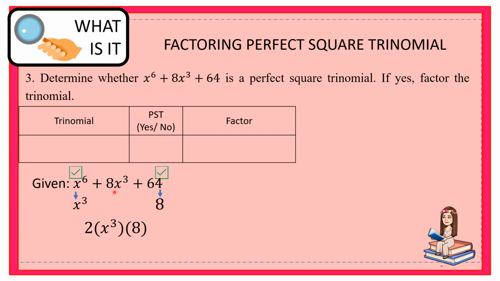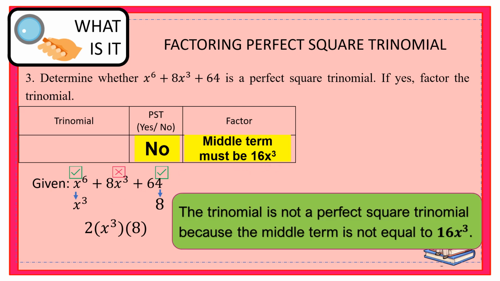Nagmatch ba dun sa second term? 16x cubed eh. Ito ay 8x cubed. Hindi nagmatch. No. Dahil no ang sagot, ibig sabihin, this is not a perfect square trinomial. So, hindi na natin siya mapa-factor. We cannot factor it out kasi hindi siya perfect square trinomial. And so, we cannot get the factor because the middle term must be 16x cubed. 8x cubed siya. Okay? So, the trinomial is not a perfect square trinomial because the middle term is not equal to 16x cubed. I hope gets po yan.